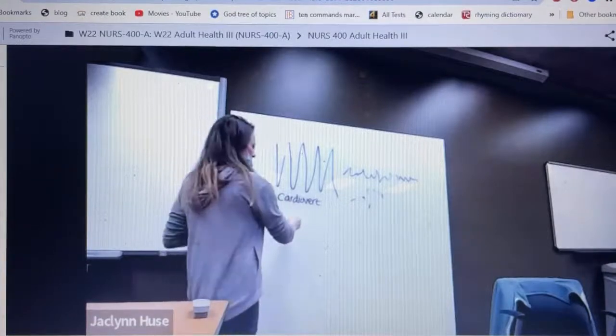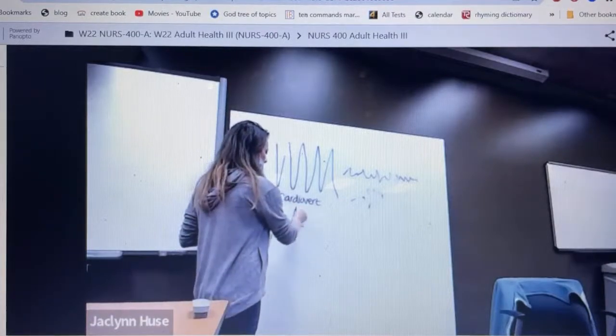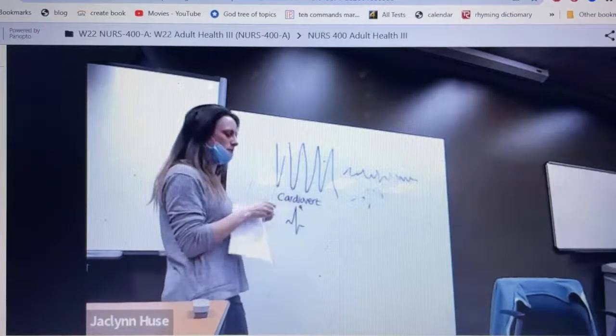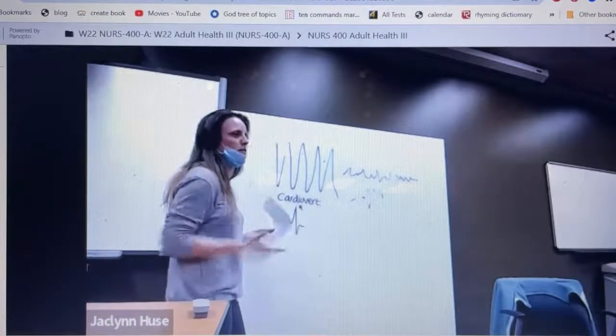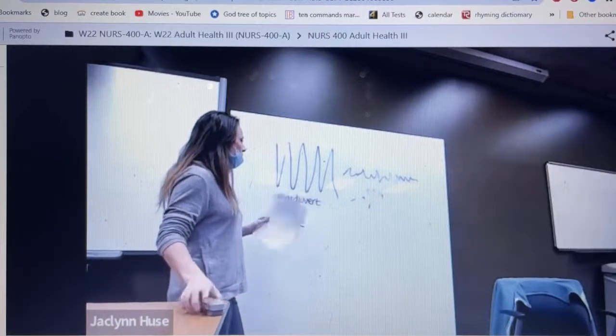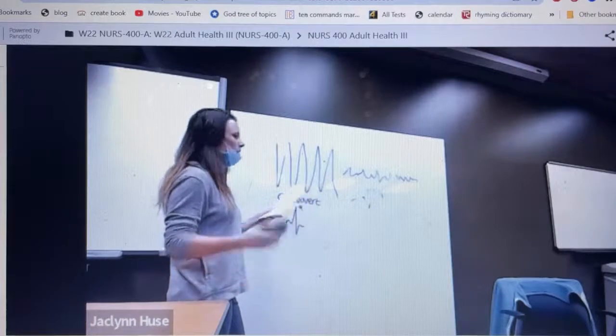It'll time it right on the R to shock at just the right moment. I don't know why, but that's what it does. And so the synchronized is for the conscious patient with a pulse.